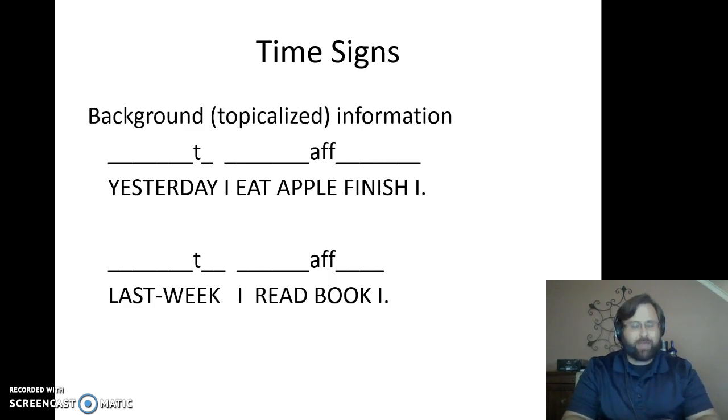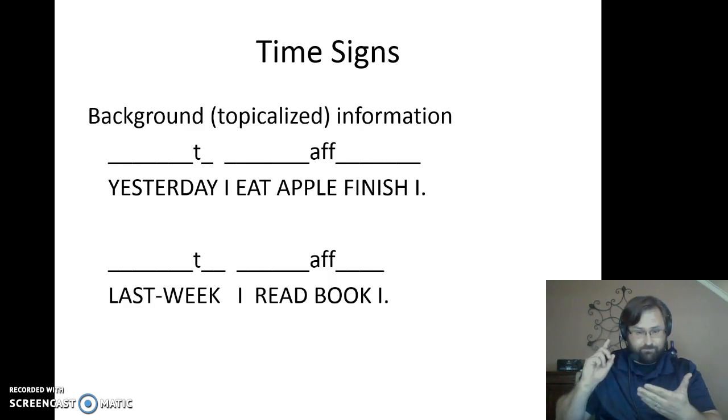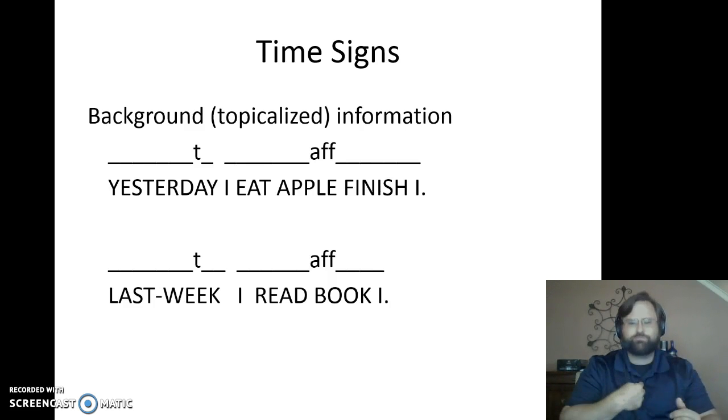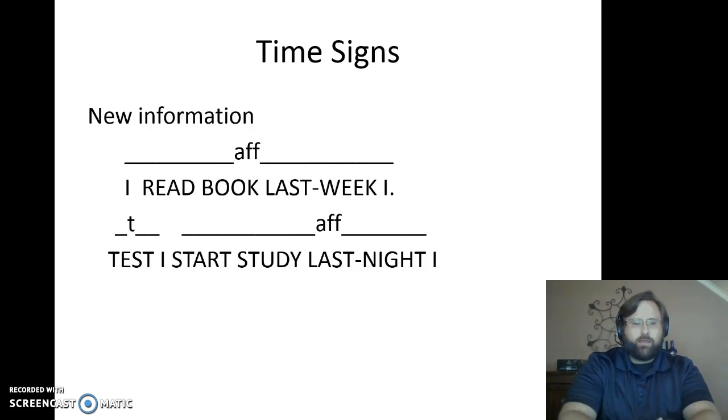In the second example, we have the information in the background. And in that sentence, the last week is set up again as part of the background information. The point, the emphasis of what I'm saying is that I read the book. Now, in these sentences, we have time signs that don't occur at the beginning, but that occur at the end of the sentence, when the time is not the background, but it's the information you're wanting to give.